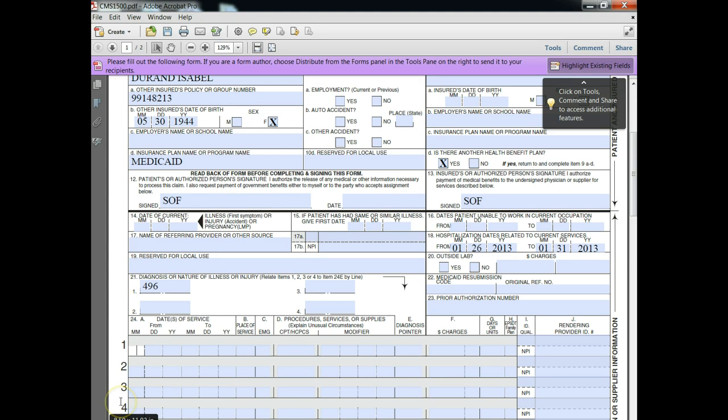So we're going to list the first day of admission first. Remember now, she was in from 01/26 to 01/31. So we're going to list 01/26, and we're going to put 2013.